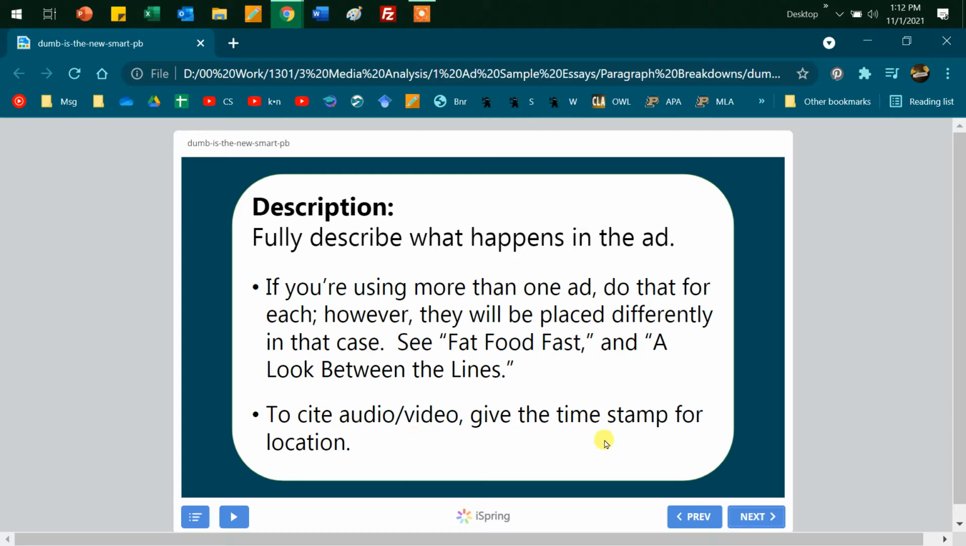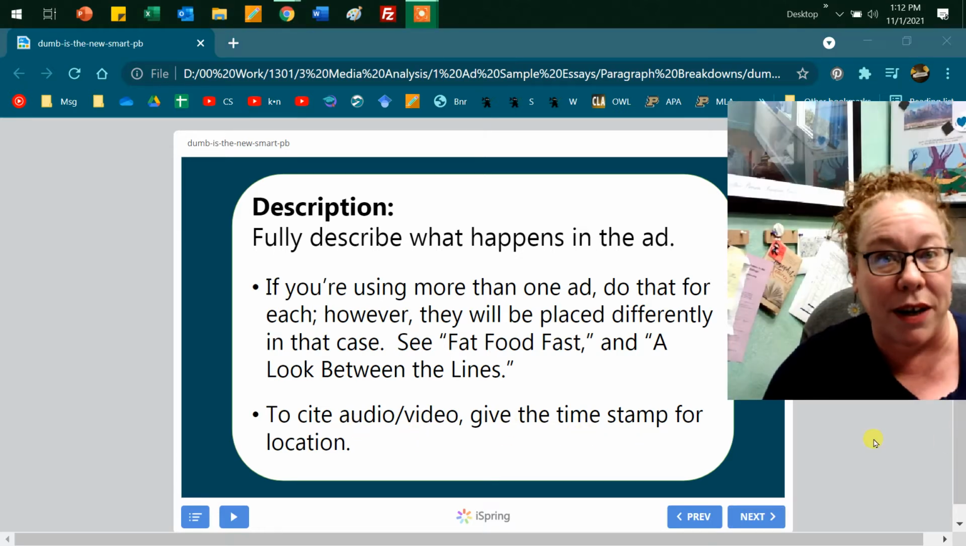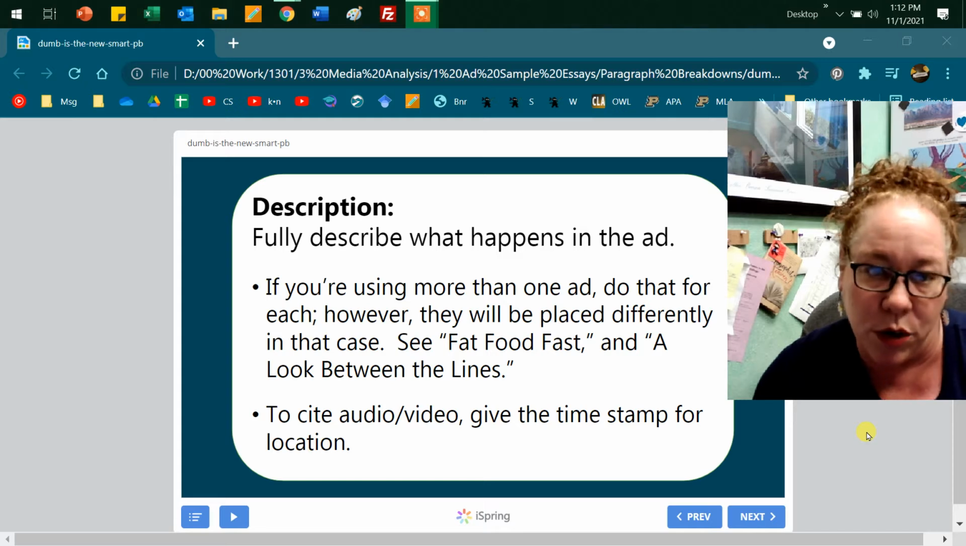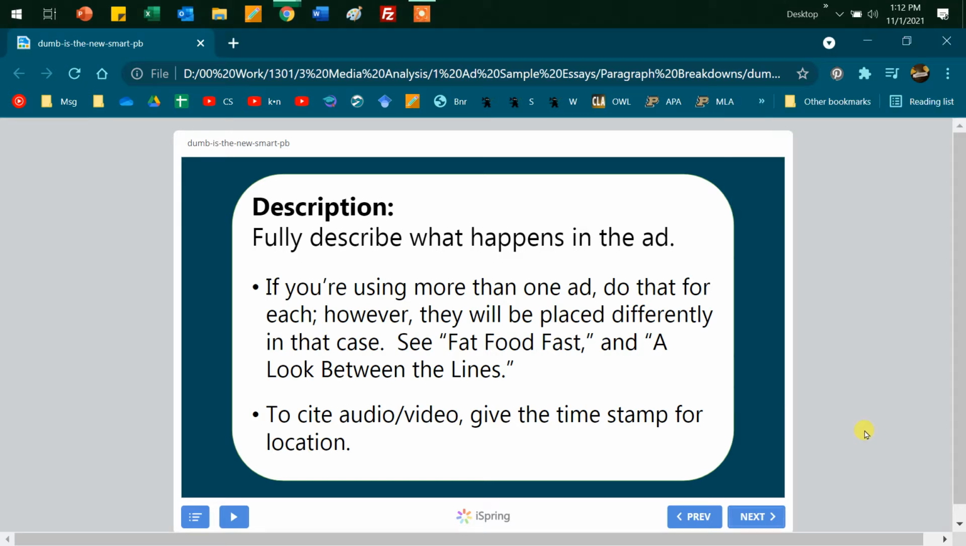To cite audio video, you give the timestamp for location. A number of the samples may not be updated yet since APA just updated fairly recently, but you just give the timestamp for when the quote began. And we'll look at that here.